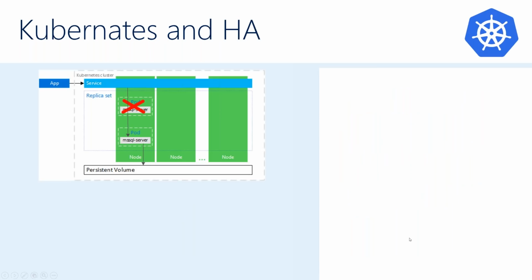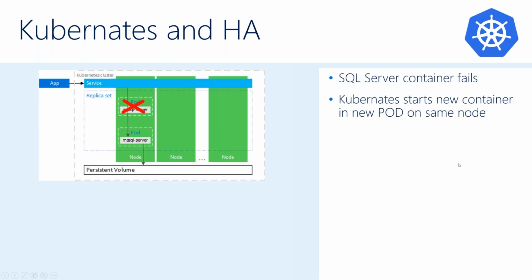So I mentioned Kubernetes. Consider this type of scenario with Kubernetes. We have this concept called nodes and pods. You would deploy your MS SQL Server container in Kubernetes, and it would put it in what's known as a pod. And then it's accessing this persistent volume, which is shared storage. So if the container fails, like a SQL Server problem or a Docker container problem, Kubernetes will automatically start a new container in a new pod on the same node within the Kubernetes cluster.